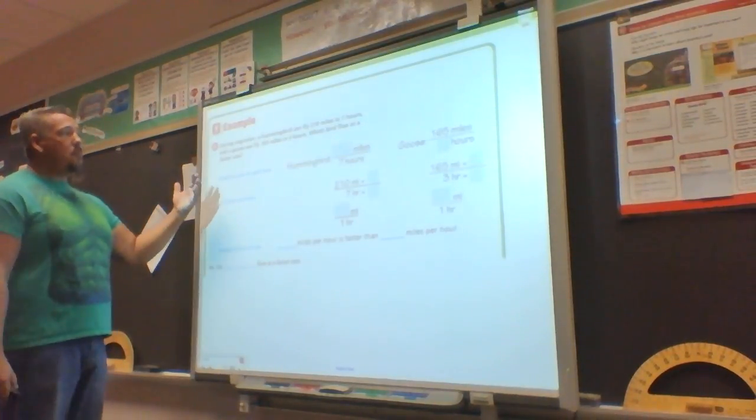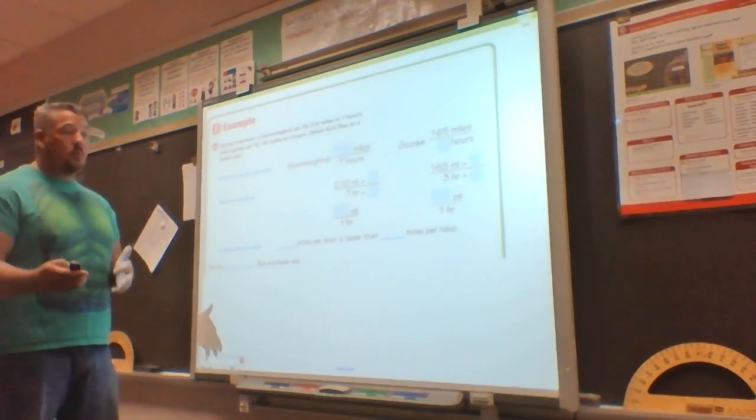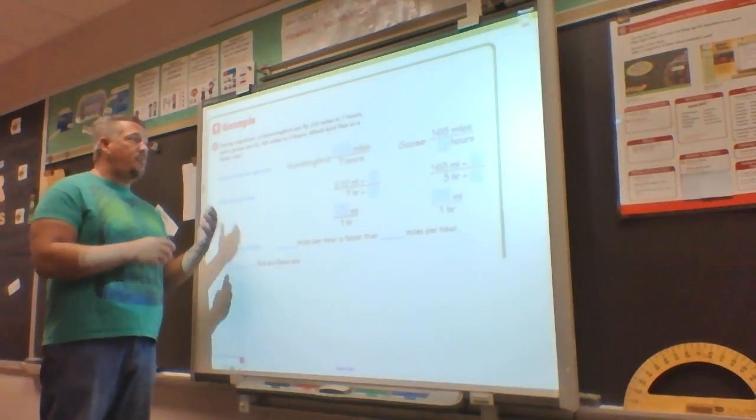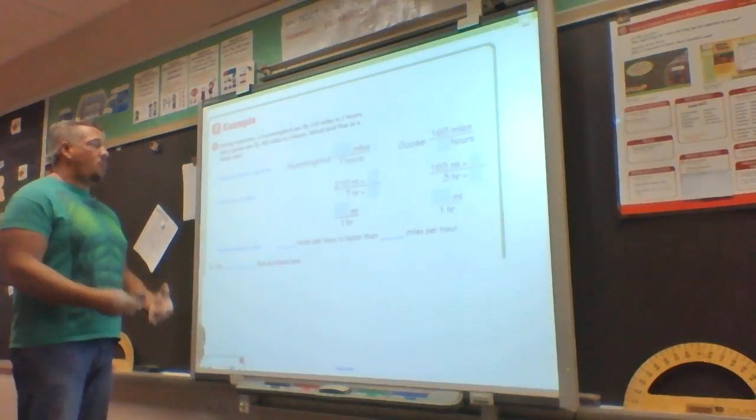So let's look at the hummingbirds and the geese. It says during migration, a hummingbird can fly 210 miles in 7 hours, and a goose can fly 165 miles in 3 hours. Which bird flies at a faster rate?